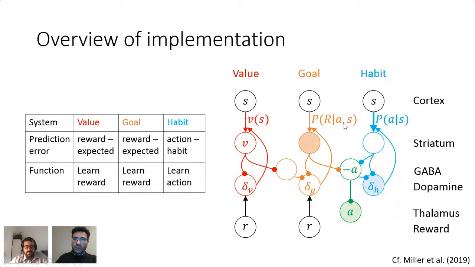So indeed, in this model, the learning is not only driven directly by the reinforcement, but it's also driven indirectly by this habit prediction error, which allows this model to mimic the behavior of the goal-directed system.